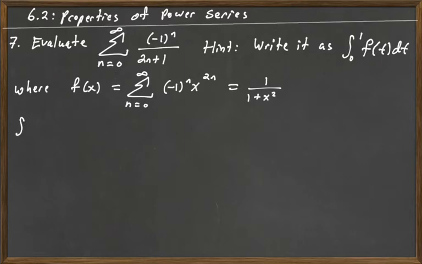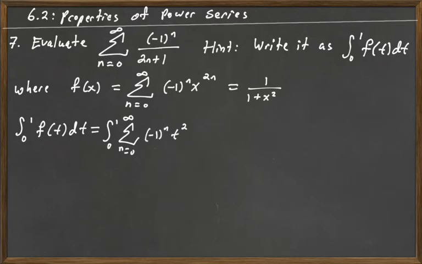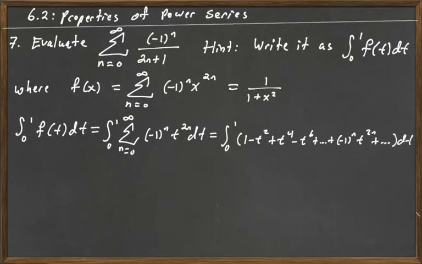So we're going to go ahead and find the integral from 0 to 1 of f of t dt, which is going to be equal to the integral from 0 to 1 of the sum of n equals 0 to infinity of negative 1 to the n, and then instead of x we'll use t to the 2n dt. And so we're going to look at term by term integration. So the integral from 0 to 1 of 1 minus t squared plus t to the 4th minus t to the 6th plus all the way out to the nth term, which would be negative 1 to the n t to the 2n, etc. dt.